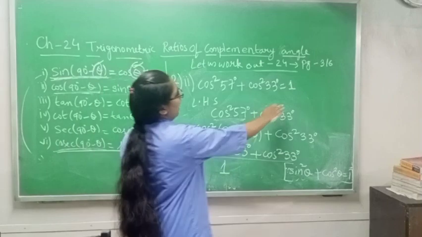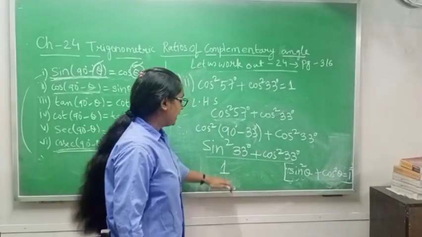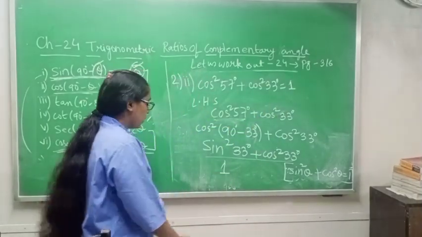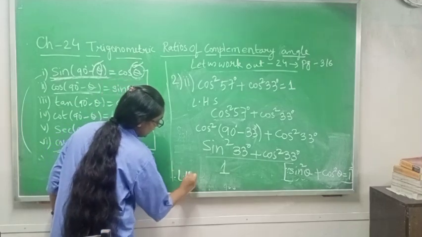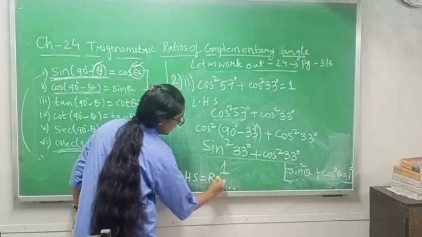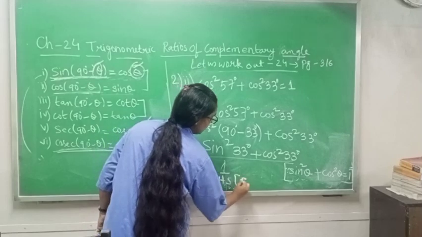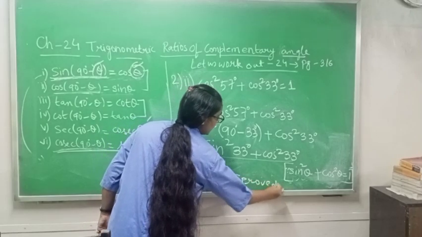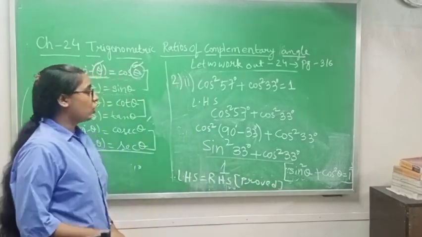Okay. So see, in RHS you have 1, and in LHS you are getting 1. So what will you write? Therefore LHS equals RHS. Proved. Understood class 10? Copy this one.